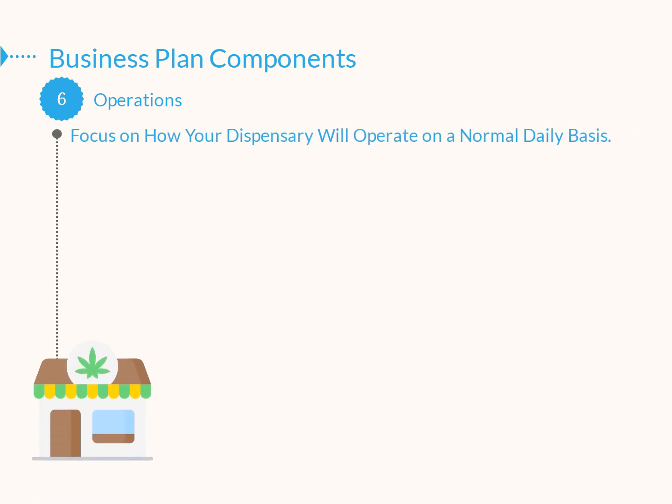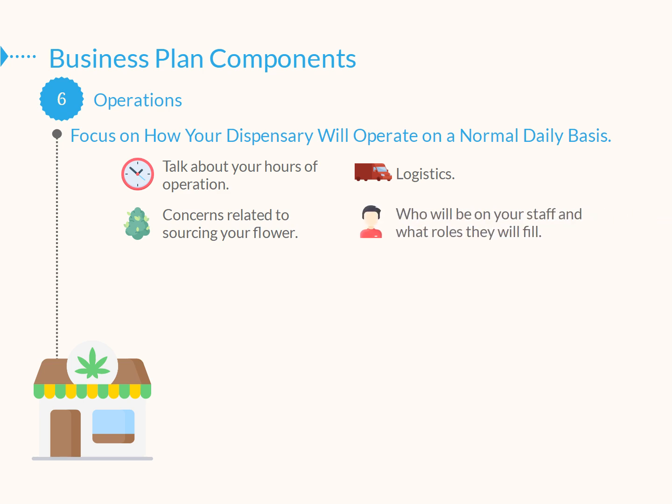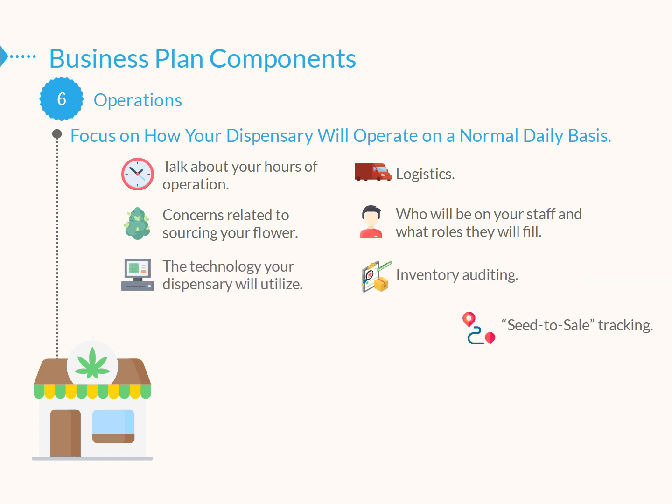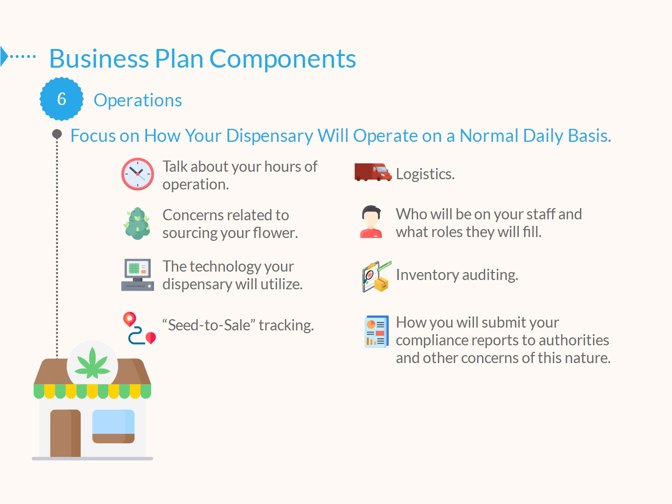6. Operations. This part should focus on how your dispensary will operate on a normal daily basis. Talk about your hours of operation, logistics, concerns related to sourcing your flower, who will be on your staff and what roles they will fill, the technology your dispensary will utilize, inventory auditing, seed to sale tracking, how you will submit your compliance reports to authorities, and other concerns of this nature.